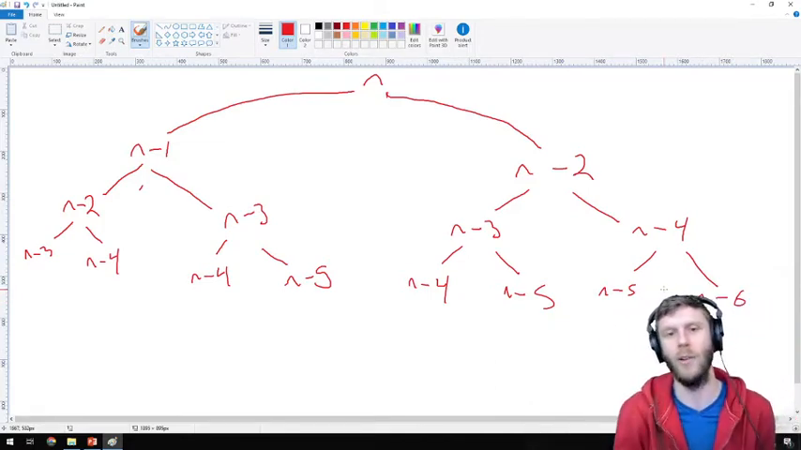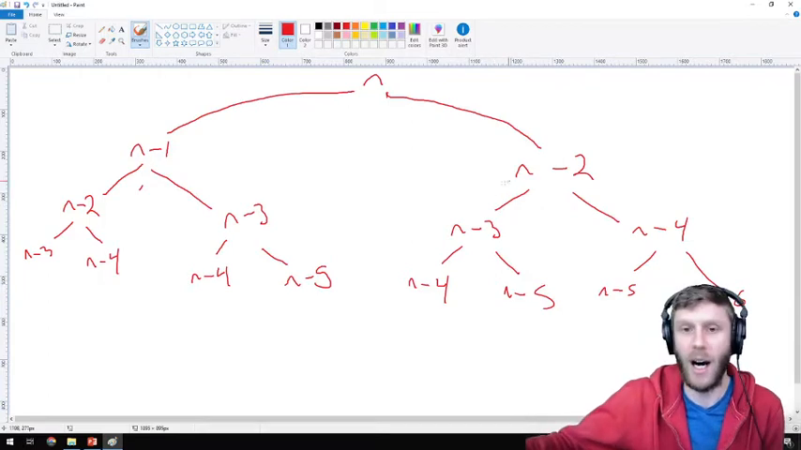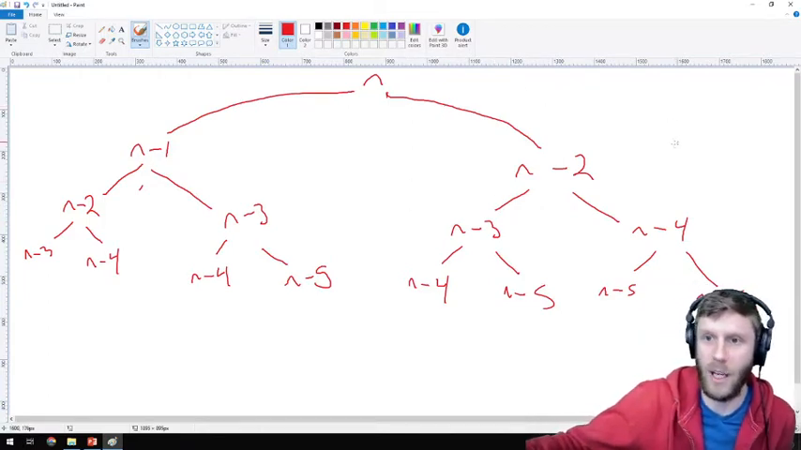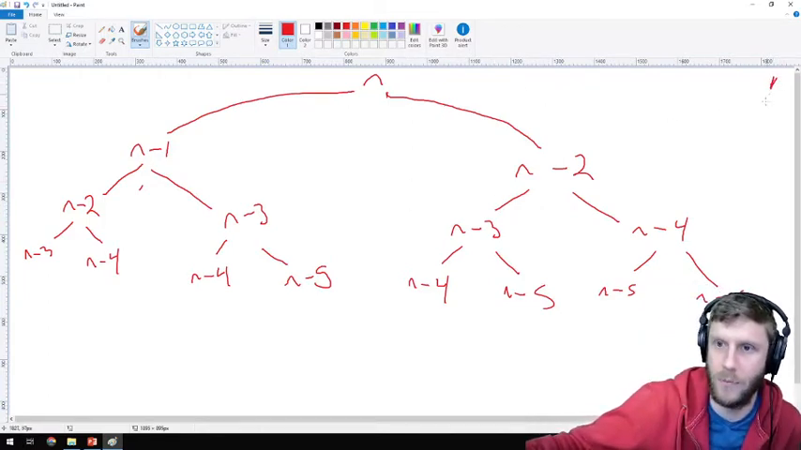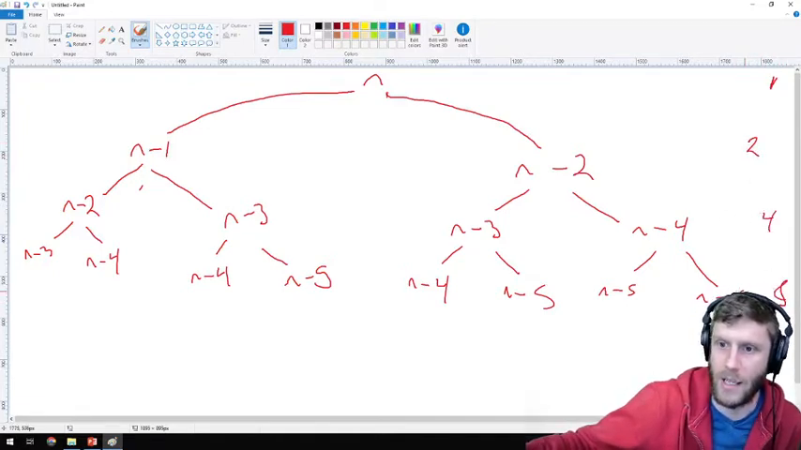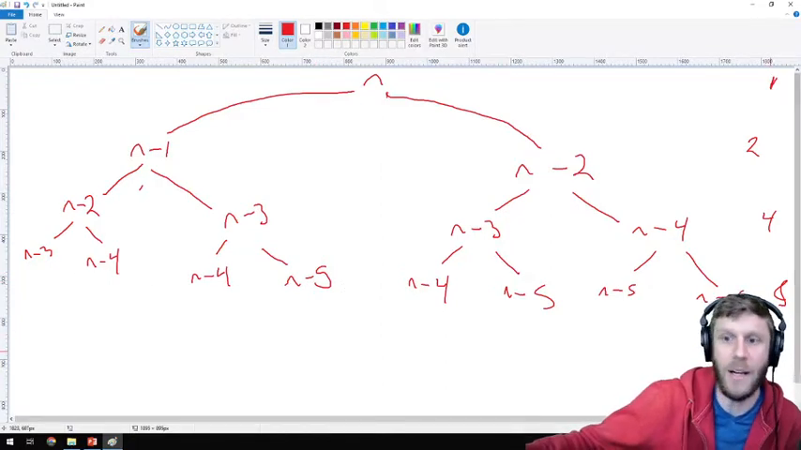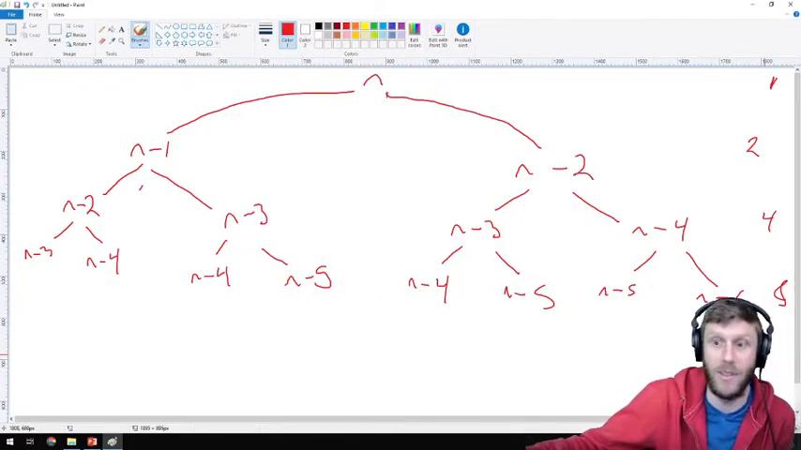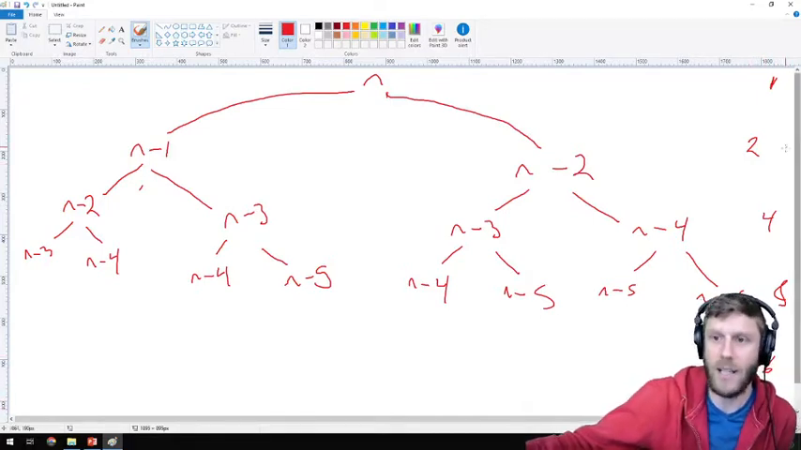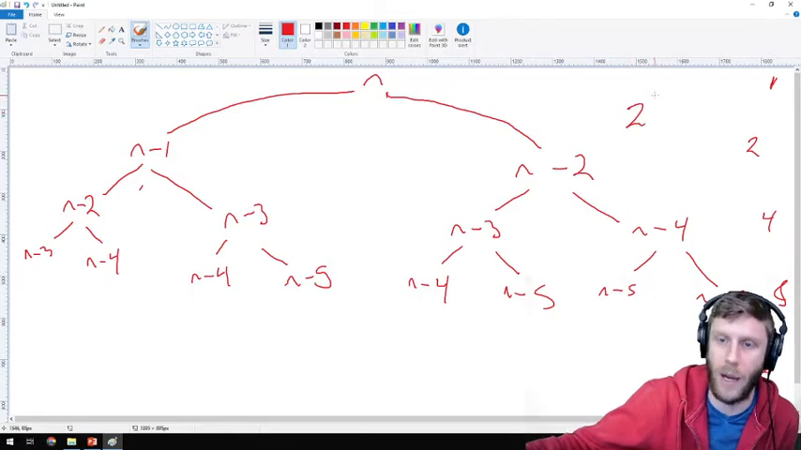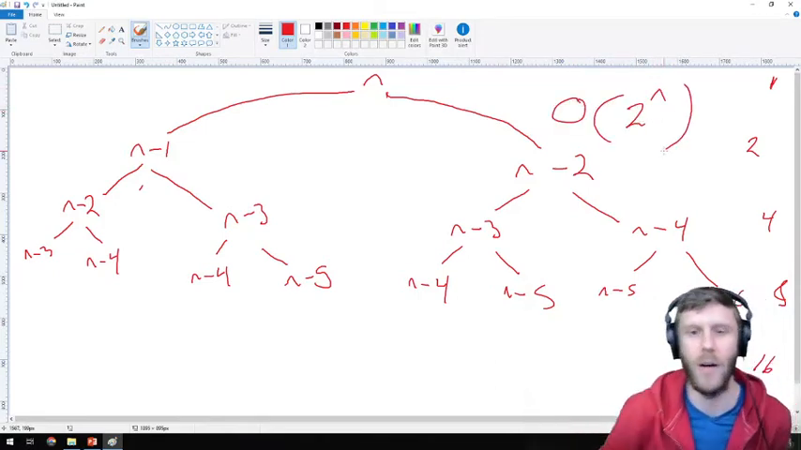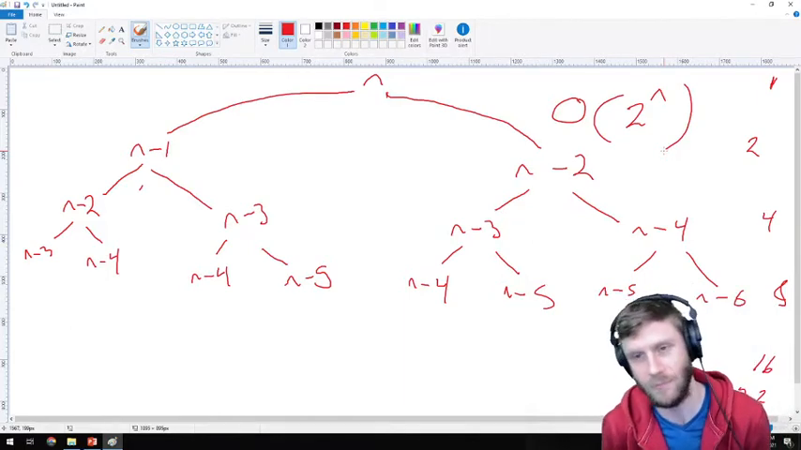But Alex was right. Look, every time, here we have 1 function call, then 2, then 4, then 8. 1, 2, 3, 4, 5, 6, 7, 8. How many do you think would come after the 8? 16. 32. So every time we're doubling, so this is 2 to the power of n. So this is big O, 2 to the n.